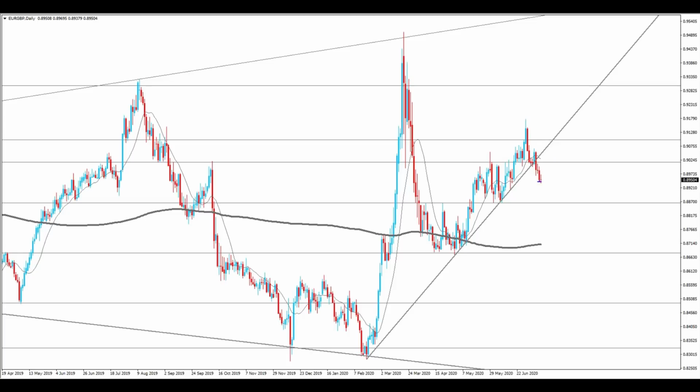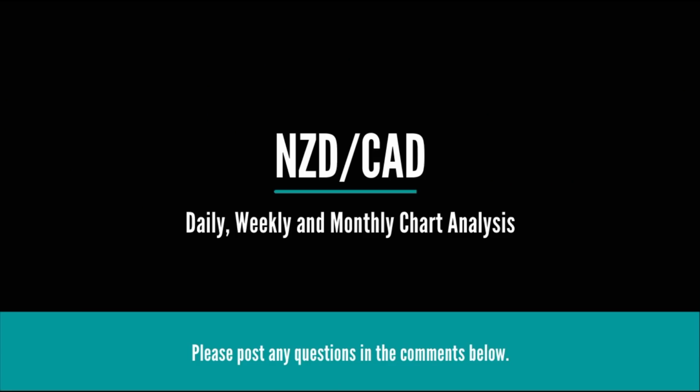It does look like we're going to have a downtrend on Euro GBP. You can wait to see if there are any large corrections to enter the market, but it does look like price is going to be heading to the downside. Now up next, we're going to analyze NZD CAD.